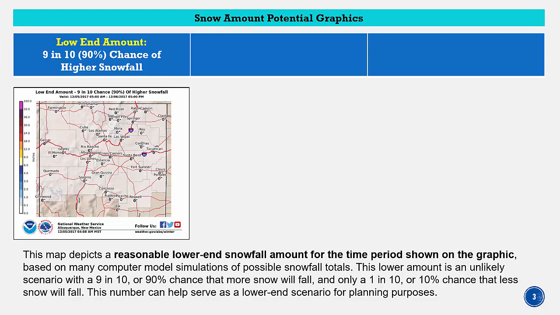The first set of graphics I will show you are what we are calling the snow amount potential graphics, and there are 3 of them. The first, shown here, is what we call the low-end snowfall amount graphic. The graphic depicts a reasonable lower-end snowfall amount for the time period shown. There is a 90% chance that snowfall amounts will be higher than what is depicted on the map, and only a 10% chance that snowfall amounts will be lower. Note that 0 snowfall amounts are significant, as it is an entirely possible outcome.